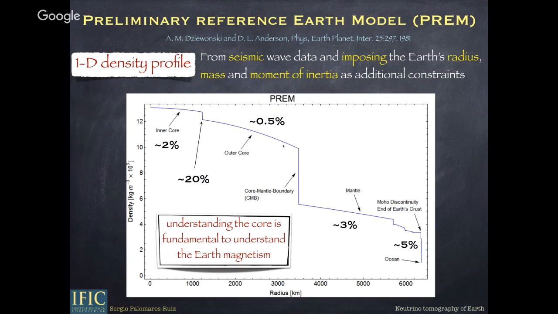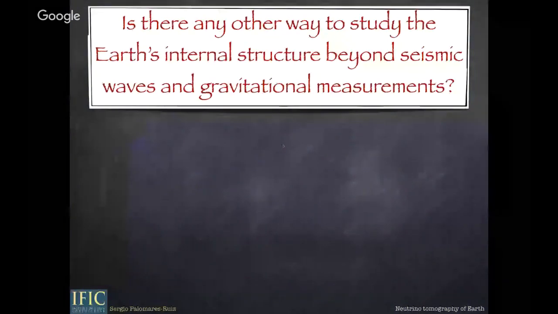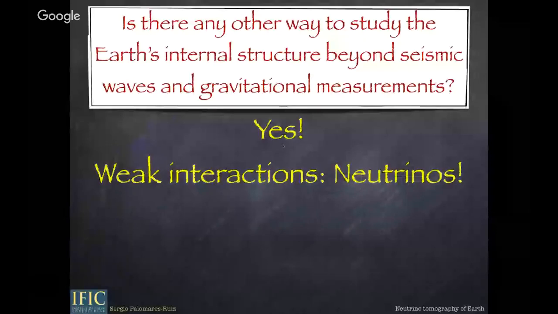So it would be good to see if we can actually learn anything about these in some other way. So the question is, is there any other way to study the Earth's internal structure beyond seismic waves and gravitational measurements? And as you can obviously guess, the answer is yes. We can use weak interactions. We can use neutrinos. And for the rest of the talk, I'm only going to use weak interactions to make these measurements.